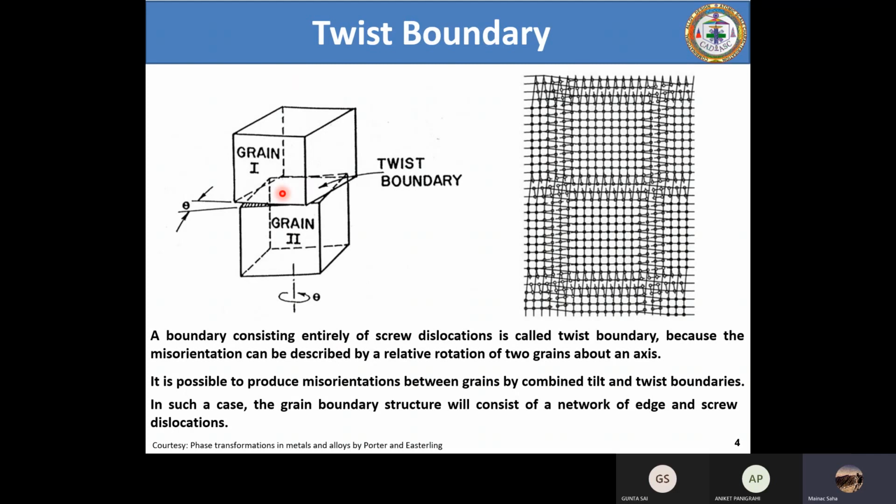So did you understand this thing? Yes, bhai, I understood. Okay. But the mixture of two, tilt and twist boundary, how will the diagram be?